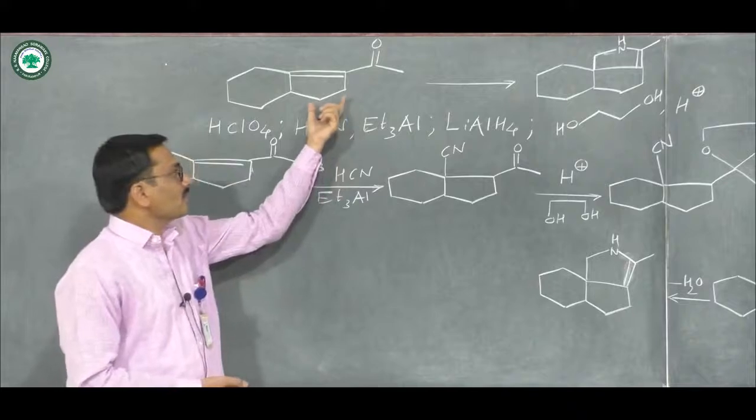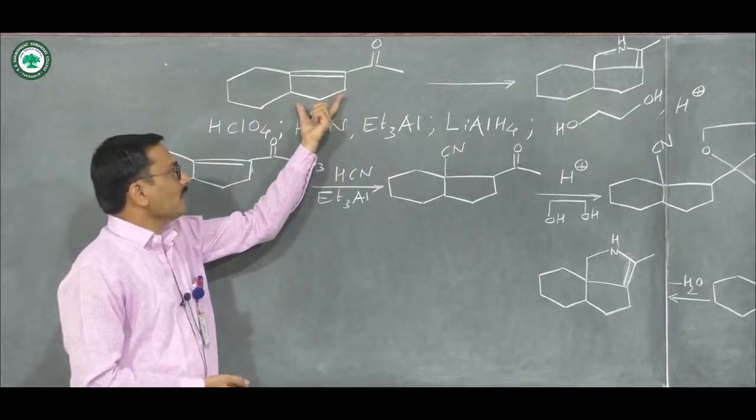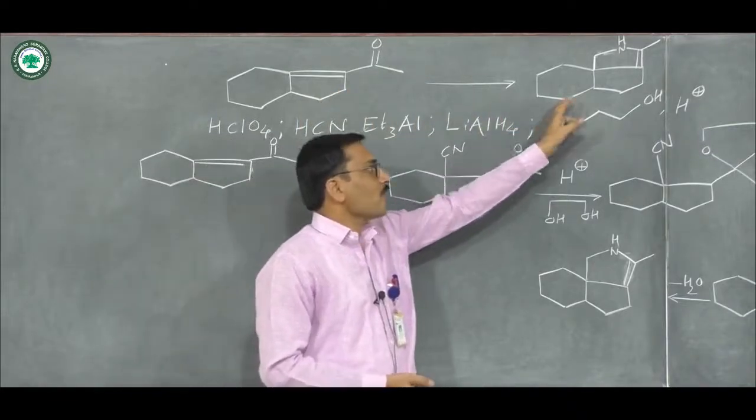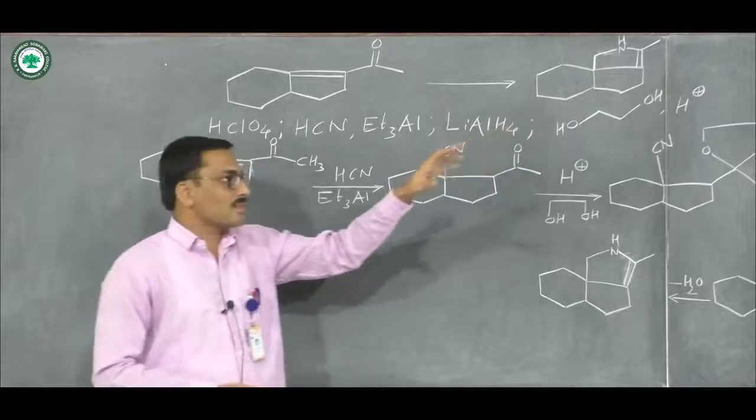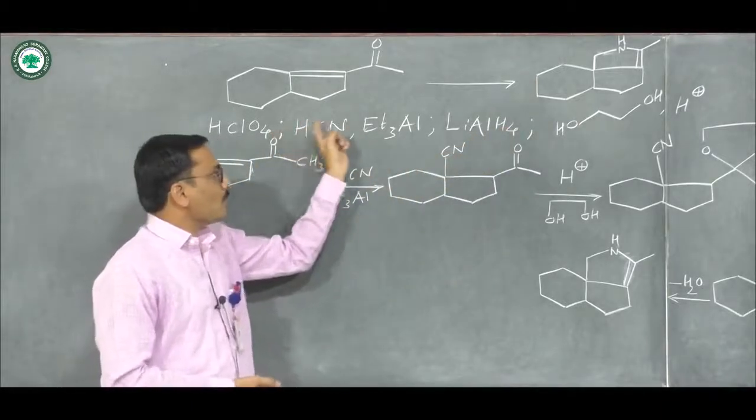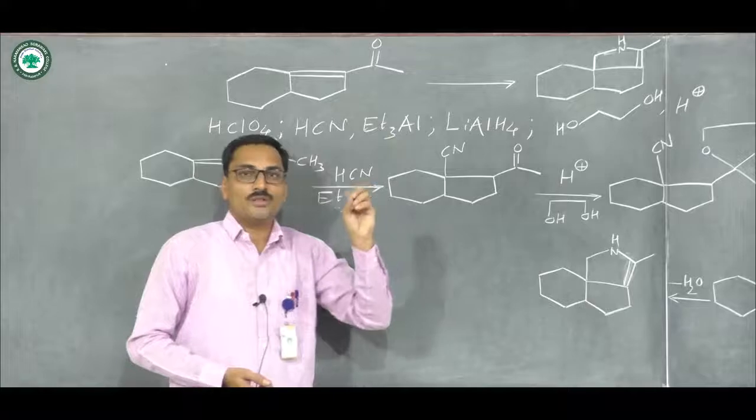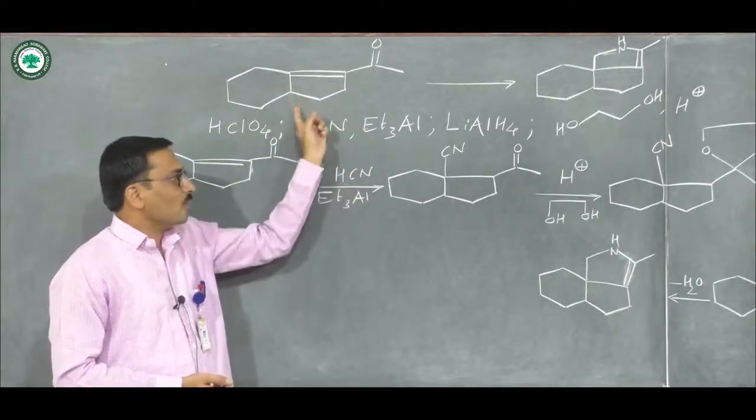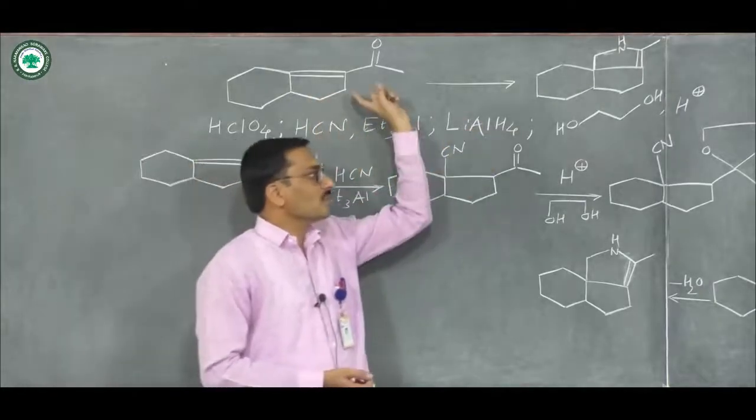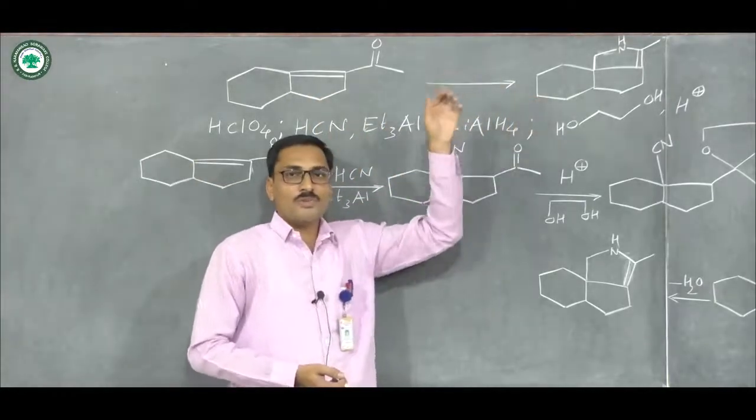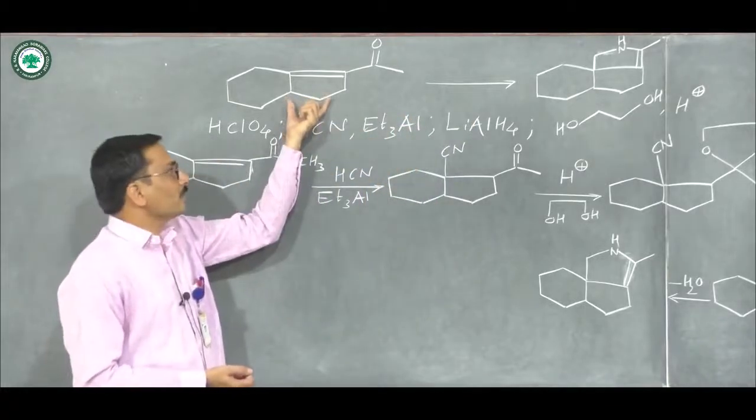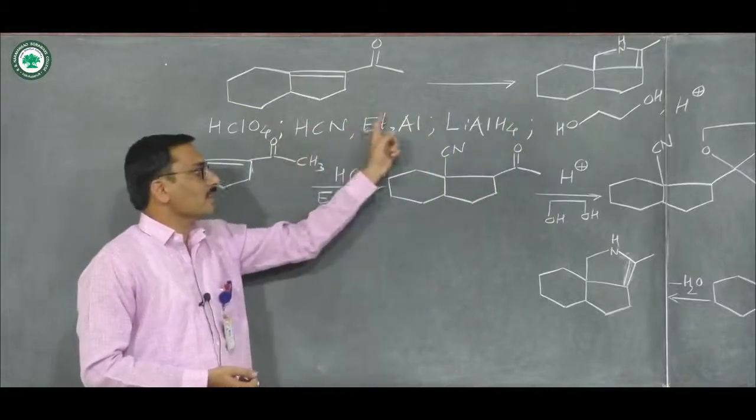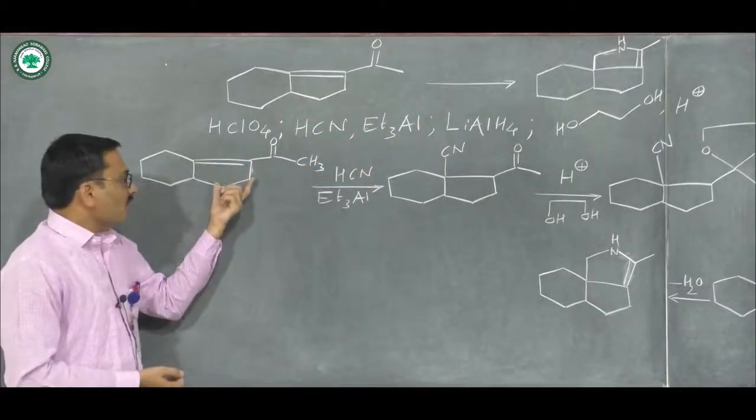Look at this conversion. We have been given a starting material, and that starting material is converted into this type of product. For this particular conversion, you have been given these reagents, and you should use each reagent at the proper place, and by using all the reagents you should achieve this conversion. So we will see how this starting material is converted into this product using all these given reagents. We will start with the first step.